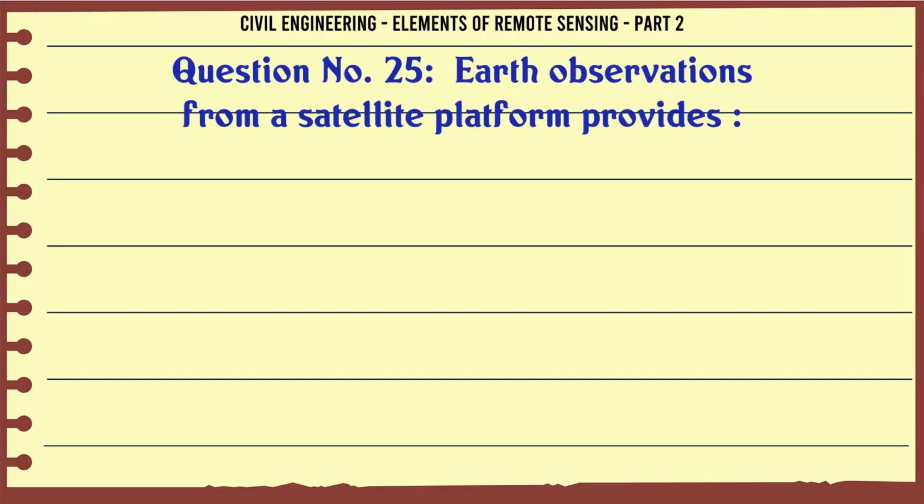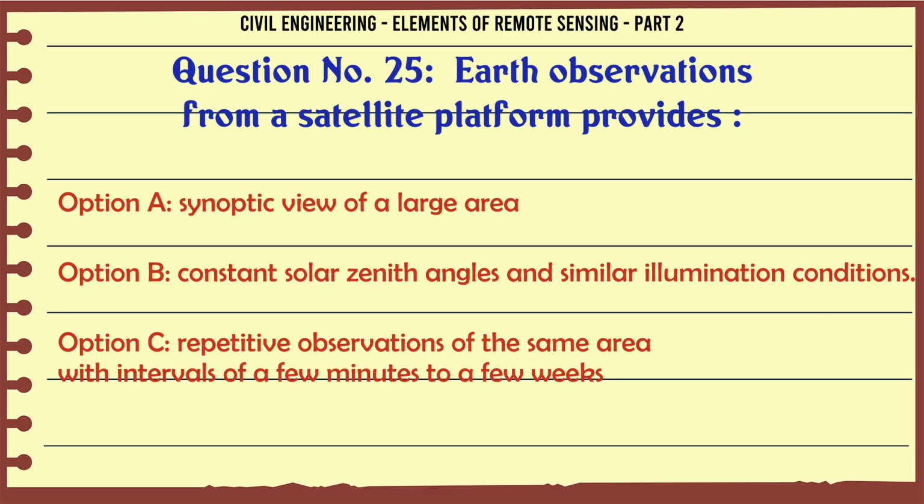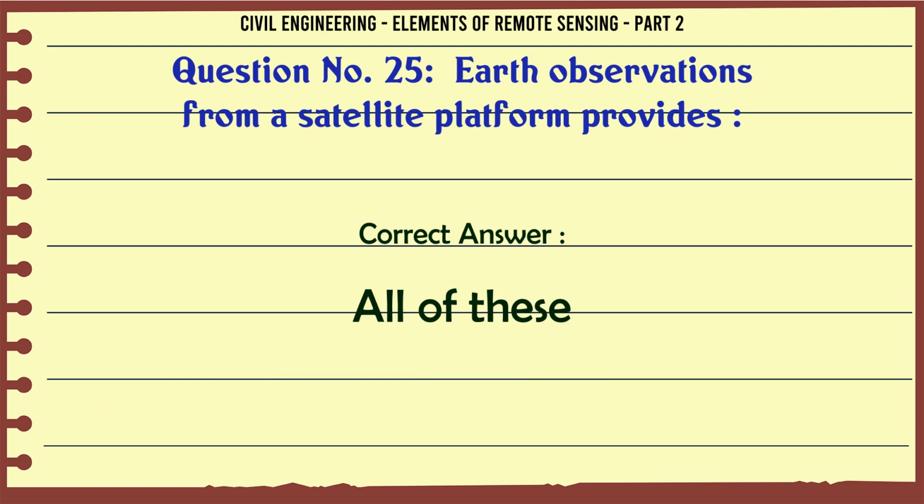Earth observations from a satellite platform provides A. Synoptic view of a large area, B. Constant solar zenith angles and similar illumination conditions, C. Repetitive observations of the same area with intervals of a few minutes to a few weeks, D. All of these. The correct answer is all of these.